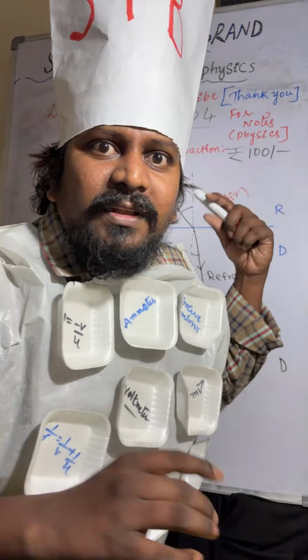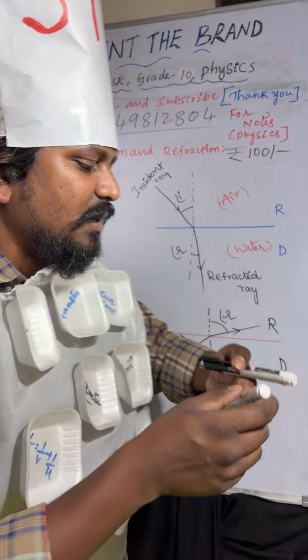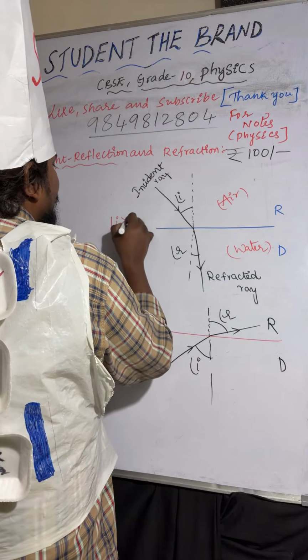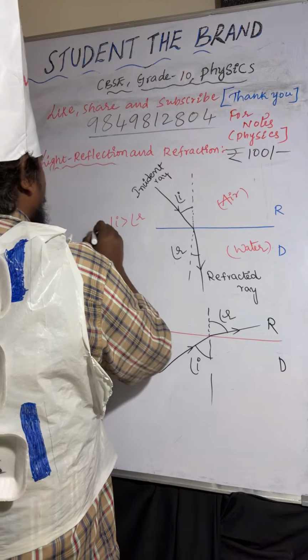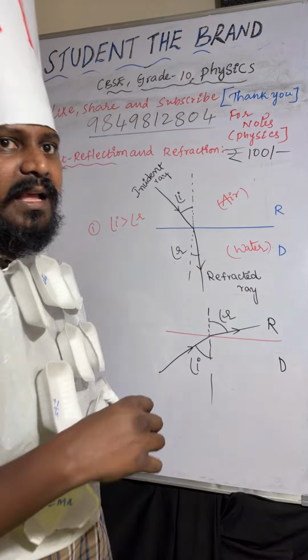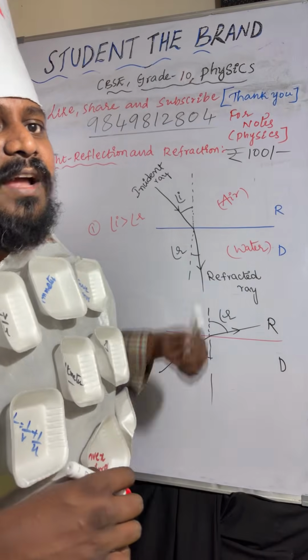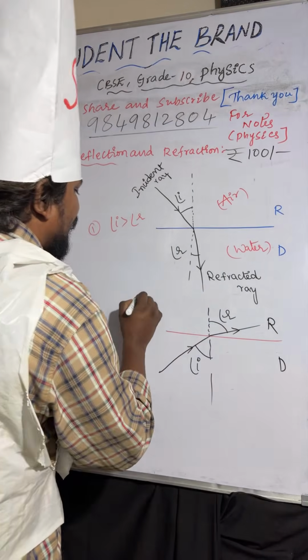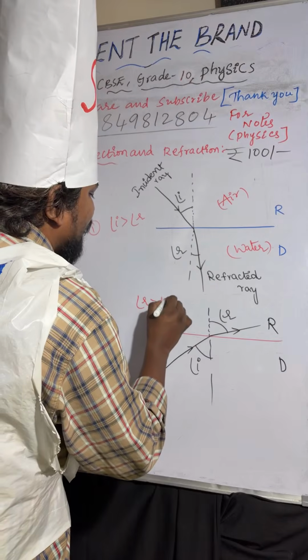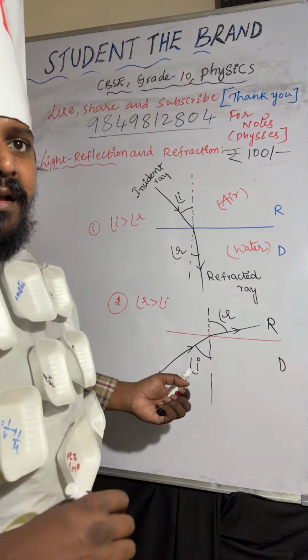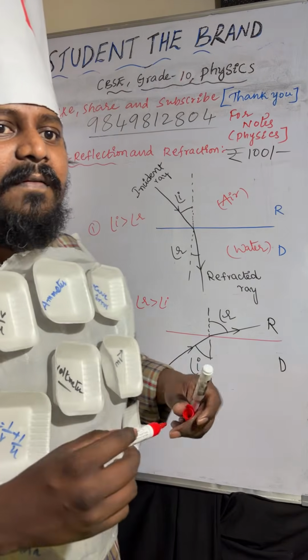Now, you can observe one thing here. In this case, the angle of incidence is greater than the angle of refraction. In case 1, the angle of incidence is greater than the angle of refraction. In this case, the angle of refraction is greater than the angle of incidence. Are you observing here? So here, why is it so?